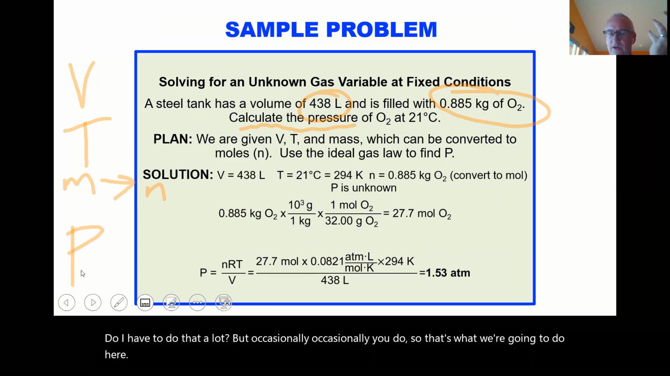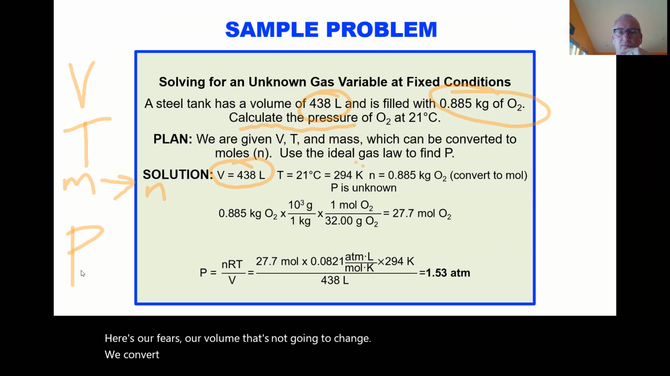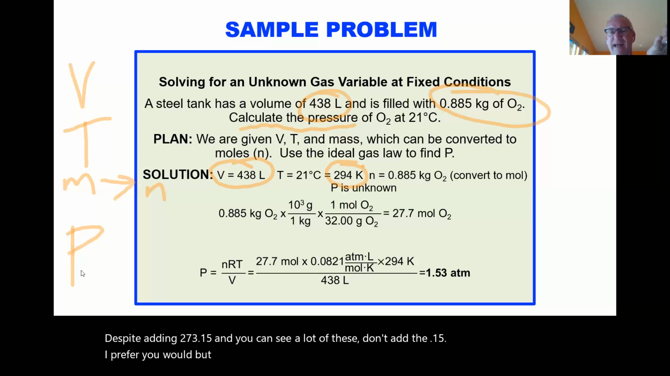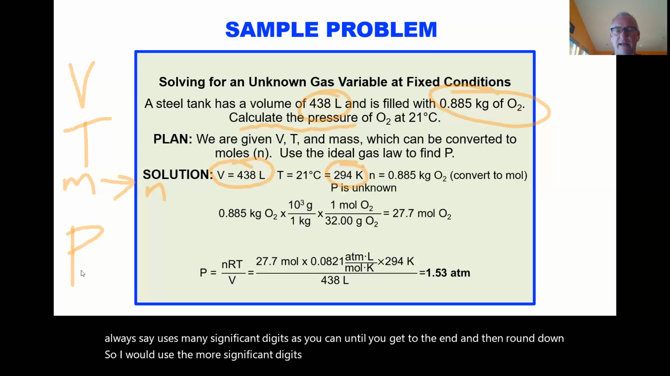So you take your volume. Here's our volume. That's not going to change. We convert the temperature to Kelvin just by adding 273.15. And you can see a lot of these they don't add the 0.15. I'd prefer you would, but it's not exactly necessary. I probably would add the 0.15 because, like I always say, use as many significant digits as you can until you get to the end and then round down. The more significant digits, the merrier, until you get to the end.